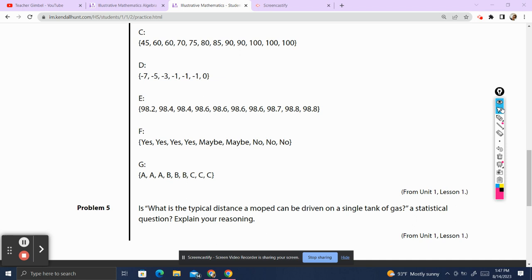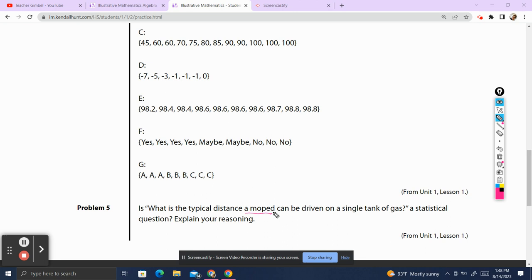Now, problem number 5. What is a typical distance a moped can be driven on a single tank of gas? Is it a statistical question? Explain your reasoning. So when I'm thinking of statistical questions, I like to think, is there more than one answer to the question? So this says a moped. If I ask that question to 5 different people and say, how far does your moped drive on a single tank of gas? Am I going to get the same answer every single time? No, I'm not. Sometimes it might be 20 miles, sometimes it might be 25 miles. It changes. So if the answer can change, that means that it is a valid statistical question.